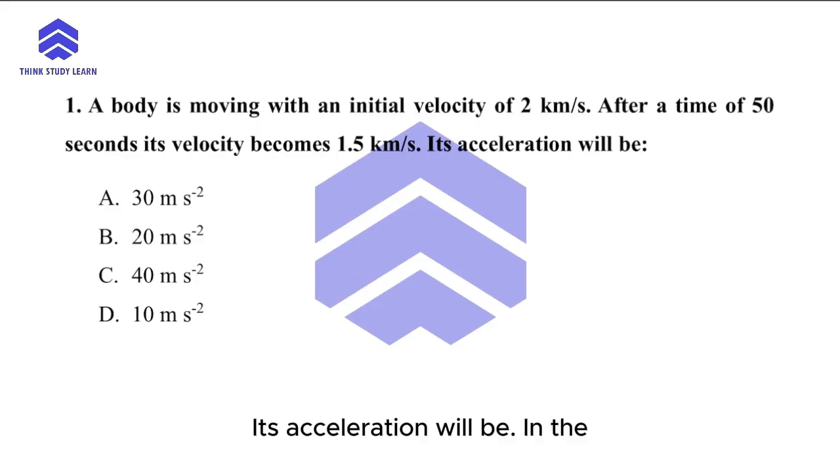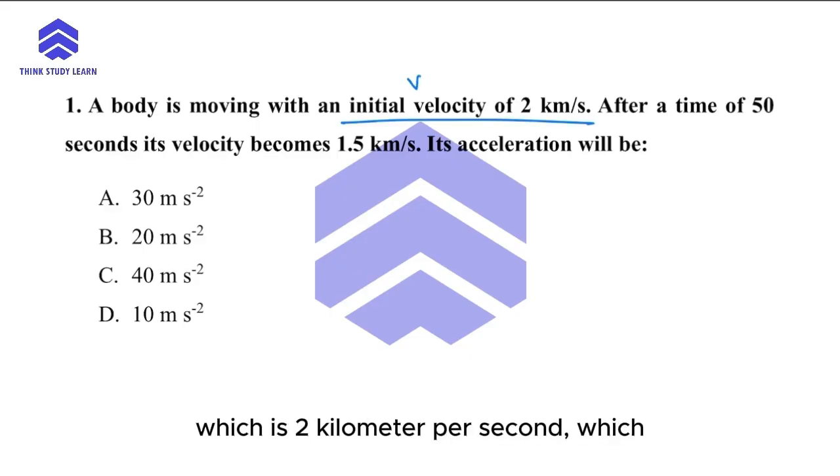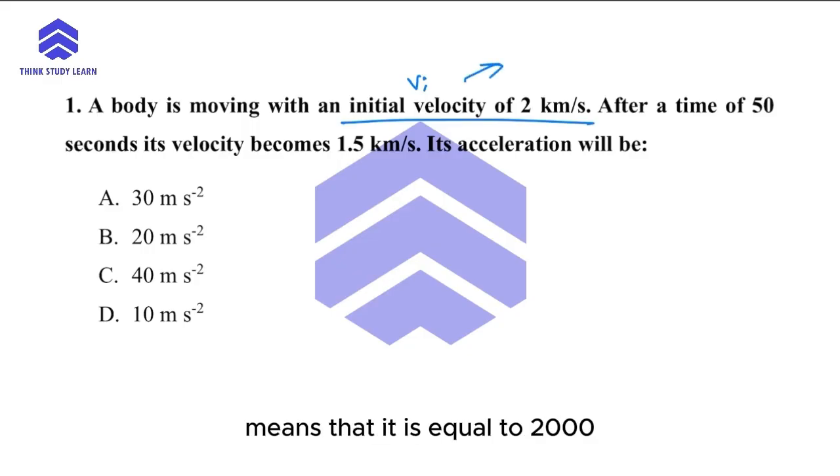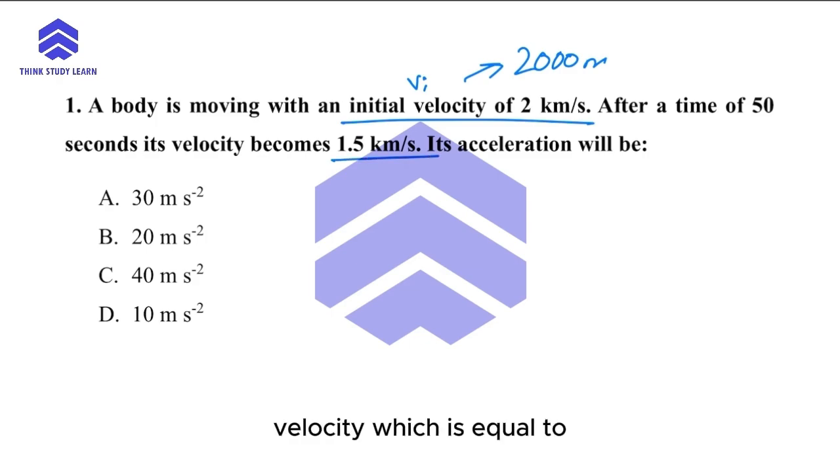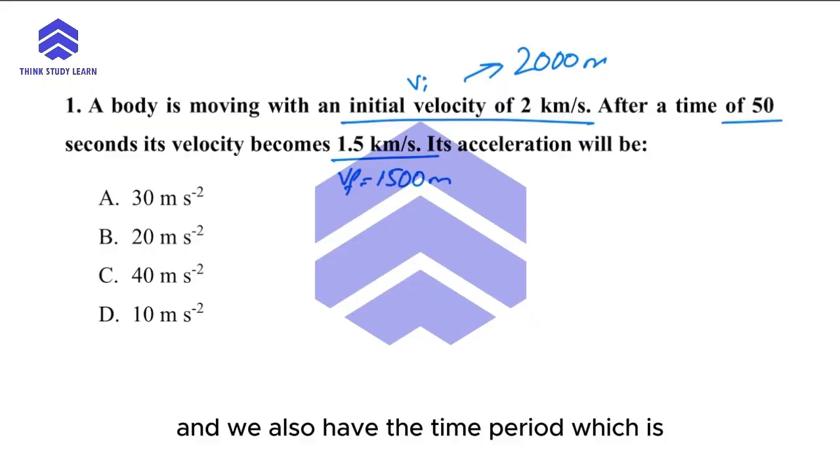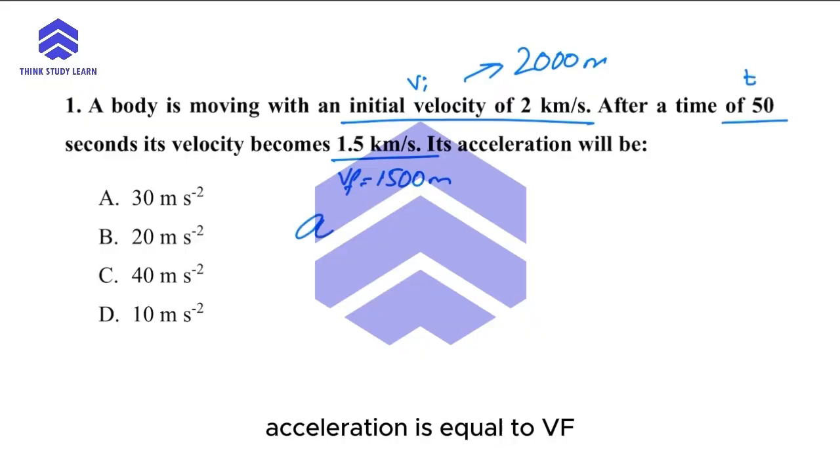Its acceleration will be, in the question, we have the initial velocity which is 2 km per second, which means that it is equal to 2000 meters. Then we have the final velocity which is equal to 1500 meters. And we also have the time period which is 50 seconds. We know that the formula of acceleration is equal to Vf minus Vi divided by t.